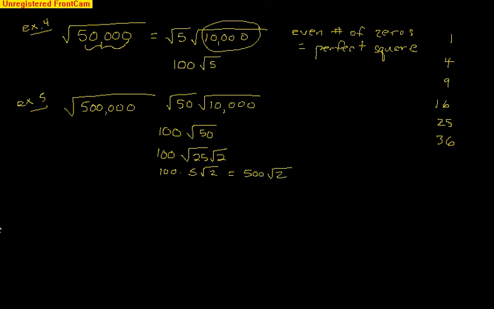Why don't you try this last one? I think this is the last example, and we'll be done. So example 7. You try this one. Find the square root of 700 million. So put the video on pause, try this one, and then come back to see if you can get it.